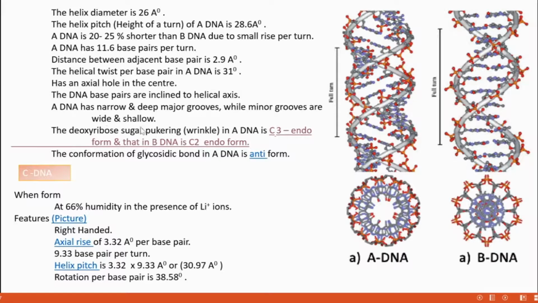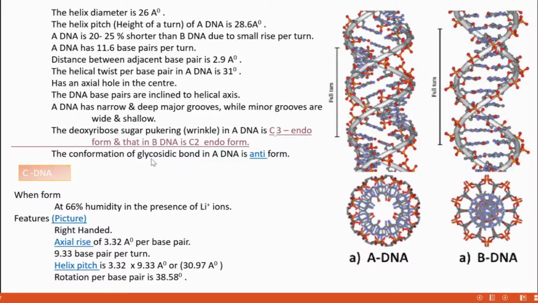So, deoxyribose sugar puckering, that wrinkling in A-DNA is C3 endo form and that of B-DNA is C2 endo form. Then the conformation of the glycosidic bond in A-DNA is anti form. That of B-DNA also is anti form. Then what we need to understand from this anti form of the glycosidic bond?